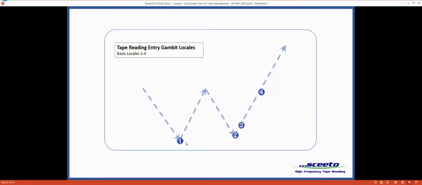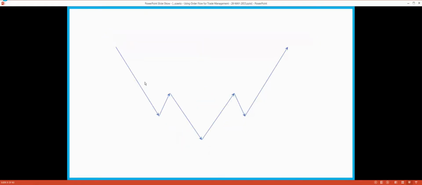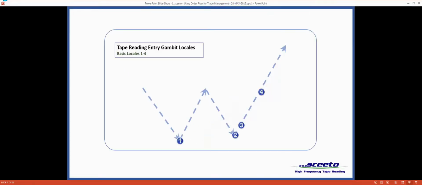These are the 4 explicit locales in the head and shoulders pattern that we're going to be looking at. This is 1, which is the ultimate low, which is down here. I didn't draw the whole head and shoulders, excuse me for that. We're starting here, number 1, your ultimate low. This is 2. We'll call this a recursion. This is 3. 3 is just above the recursion. This is where we know we have a lock on the right shoulder.